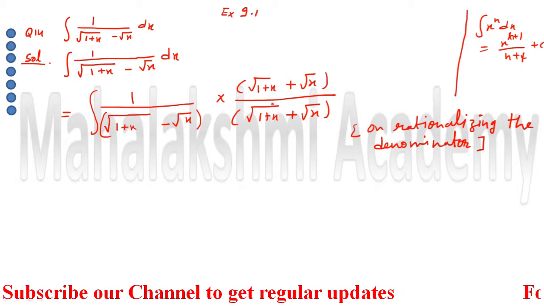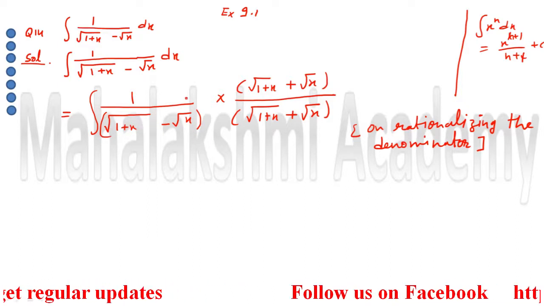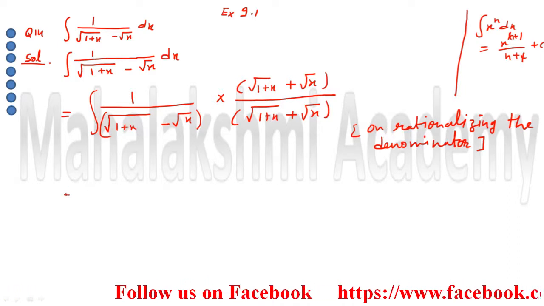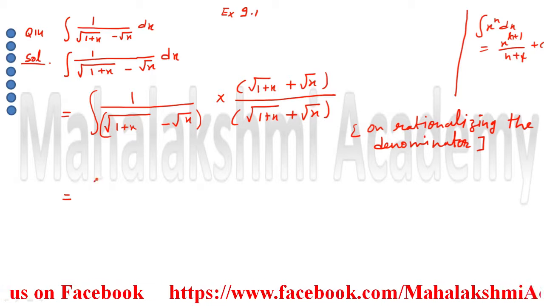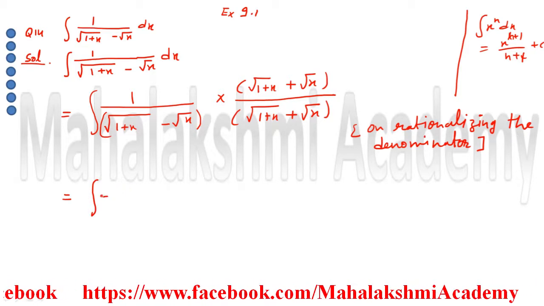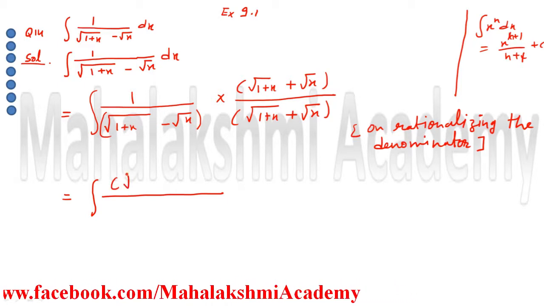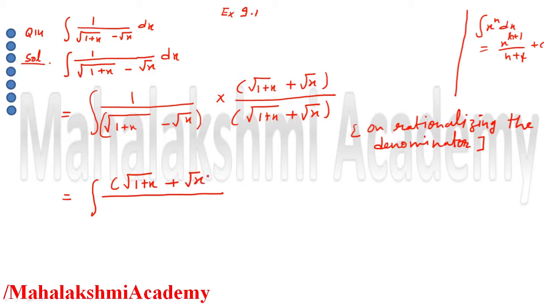So why are we rationalizing the denominator? So that we can shift these two terms into the numerator. After doing this, we achieve the next step. Here this bracket multiplied by 1 gives the same bracket, so we get 1 plus root 1 plus x plus root x as it is, and in the denominator, these two brackets are in the form of a minus b, a plus b.